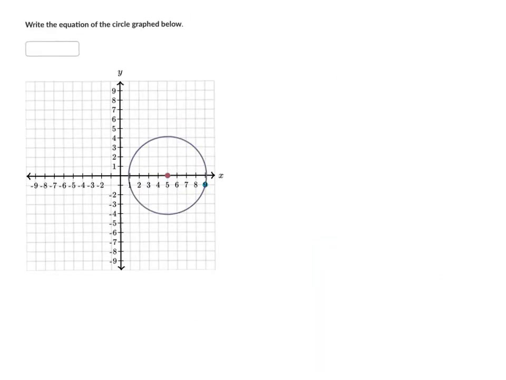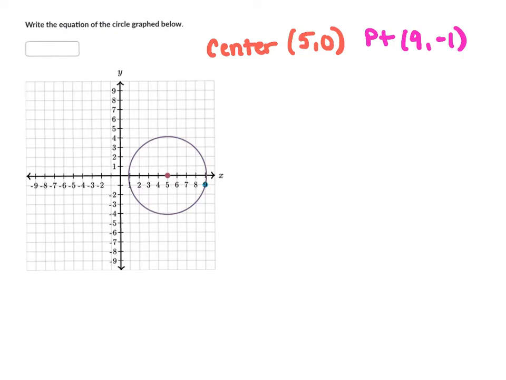Now, these examples don't always work out as nicely as we had in that problem. In the cases we see in the Khan Academy examples, we have a center located at 5, 0, and then we have some other point, which we don't know what it is, but we have a point at 9, -1. From there, we need to figure out what the radius is, because we know the radius is going to be this distance. However, because it's not a straight line, we don't know exactly what it is.